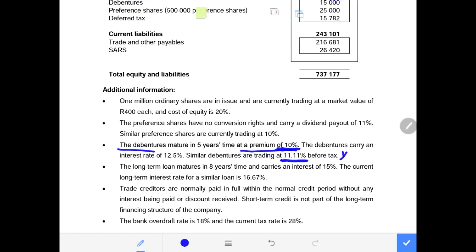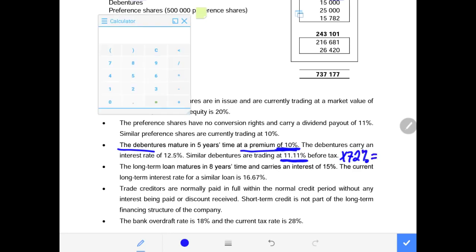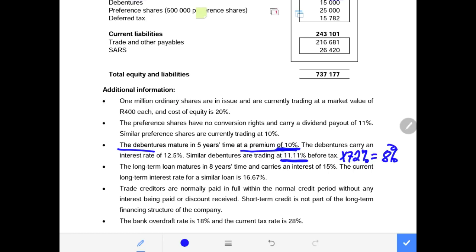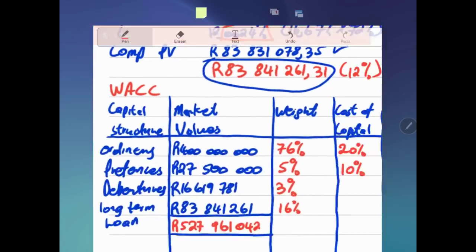So now we need to multiply this by 72% because debentures attract tax. Please don't forget that debentures and loan attract tax. So when you record the cost of capital, it must be after tax. So we have 11.11, which was already 8%, if you still remember that one. 7.99, which is 8%. So for this financial instrument, we did calculate the 8% previously.